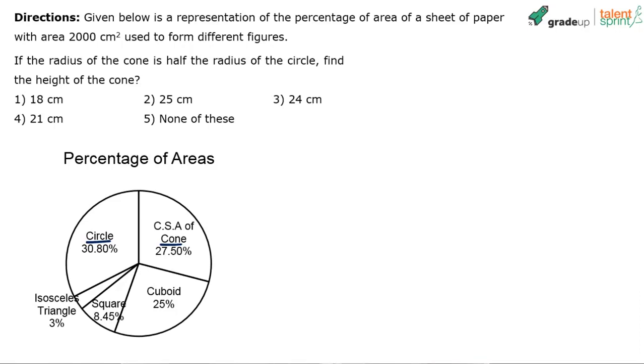Sphere, hemisphere, all the different shapes there. Square, rectangle. Here it's an isosceles triangle, right? It could be a scalene triangle. It could be an equilateral triangle, right? So you should be thorough with all these formulae there.